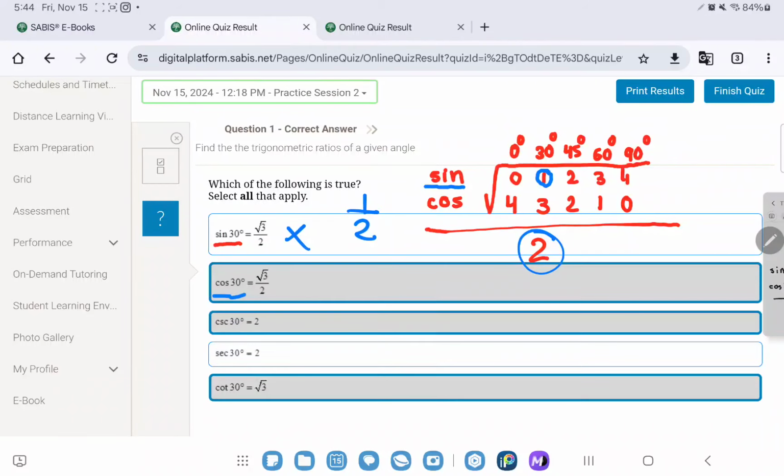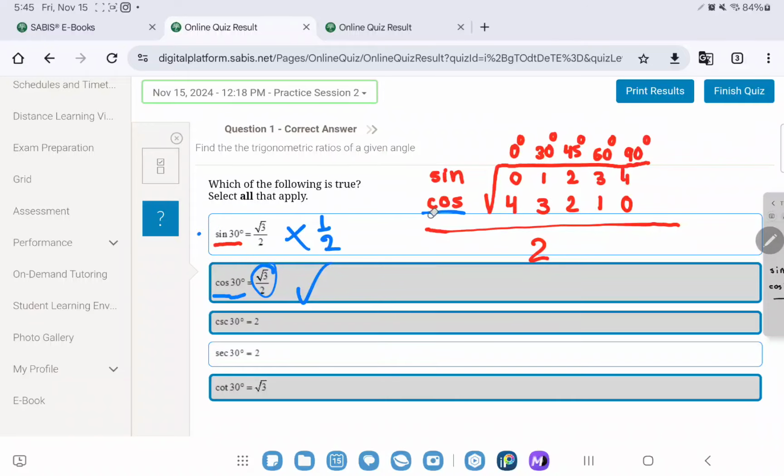Let's try it with cosine 30. So cosine, and you go to the angle 30, you go down, you find radical 3. By the way, it's radical 3 over 2, and the same applies to radical 1 over 2, but radical 1 is 1, so that's why it didn't change. You keep the 3 in a radical sign because you don't remove the radical. So cosine 30 is radical 3 over 2. So this one is right.